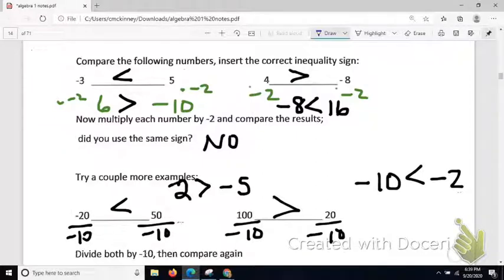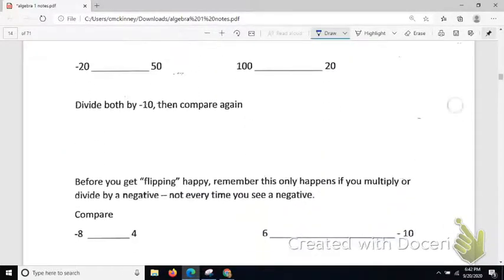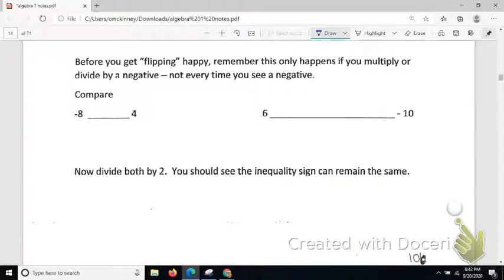So you never have to worry about this step if it's adding and subtracting. It's when it's multiplying and dividing that it comes into play. Otherwise, it's basically the same process as solving equations, but we do have that extra thing. Now, sometimes my students get a little flippin' happy, and they're so excited about using this rule that every time they see a negative, they think they need to flip the sign.